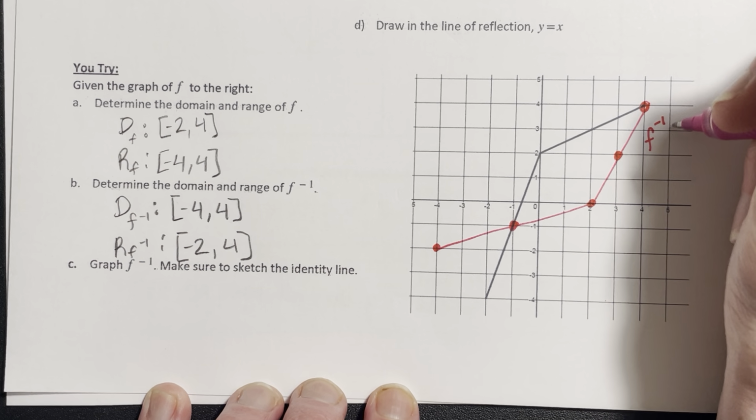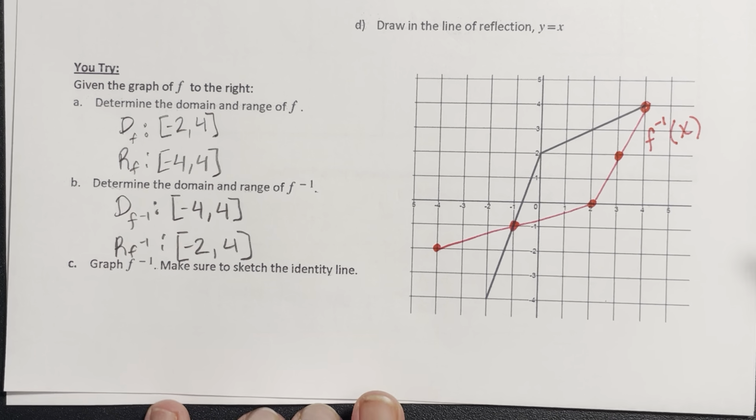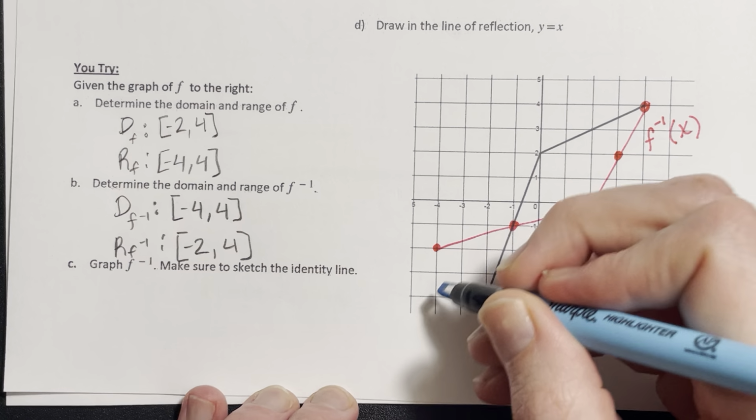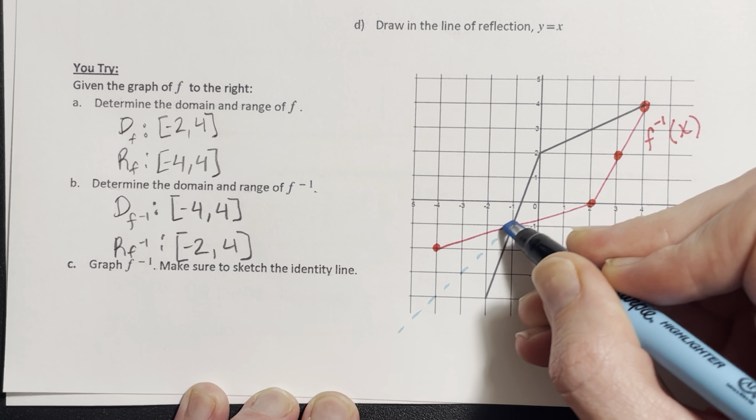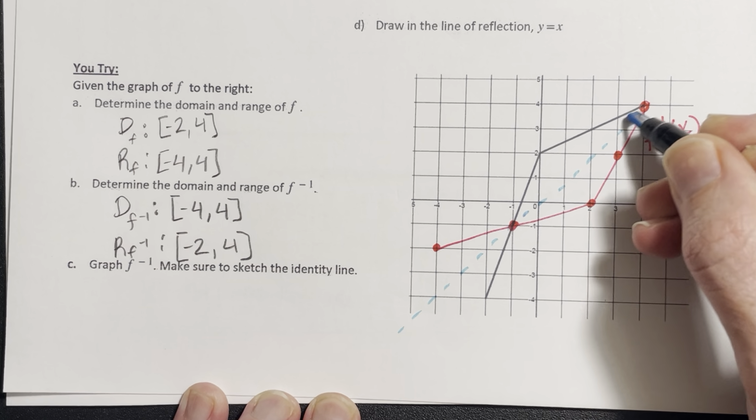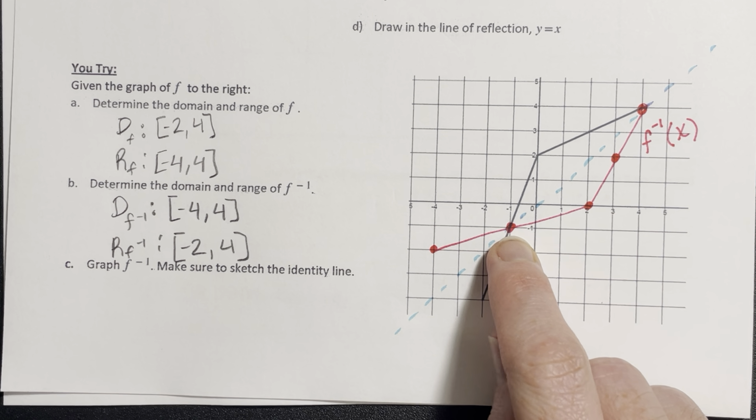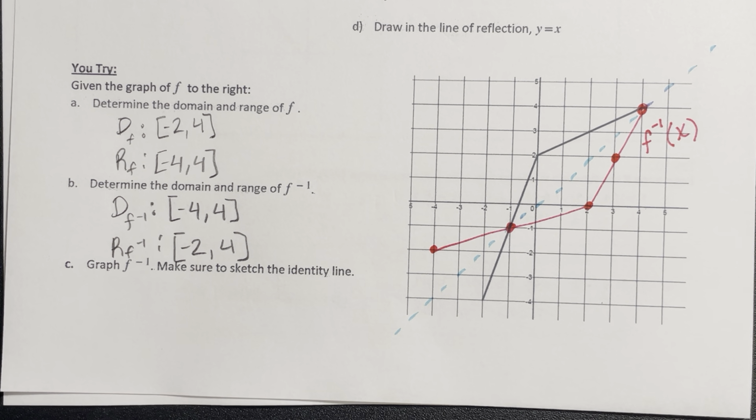I always try to do this in another color just to make sure it's clear where the inverse actually is. And if I draw that identity line, it will look something like this. You can see that anytime a point was the same, it is on that identity line because the inverse of that is the exact same.